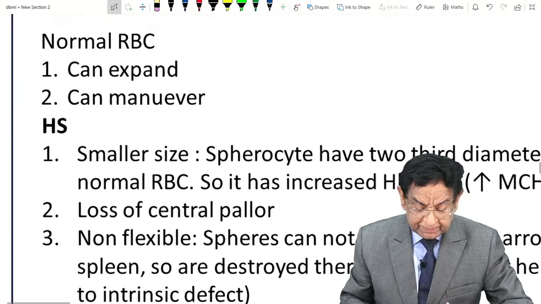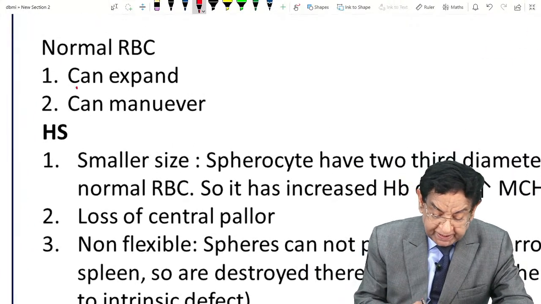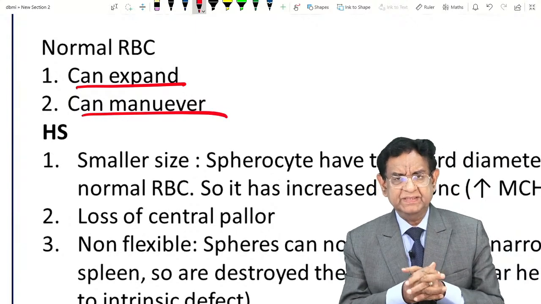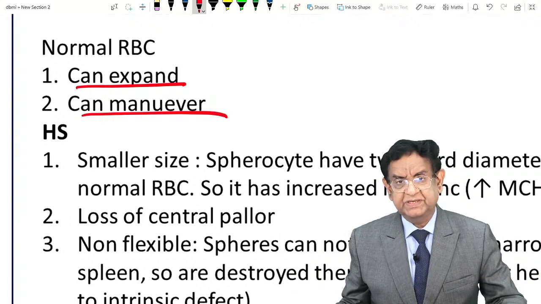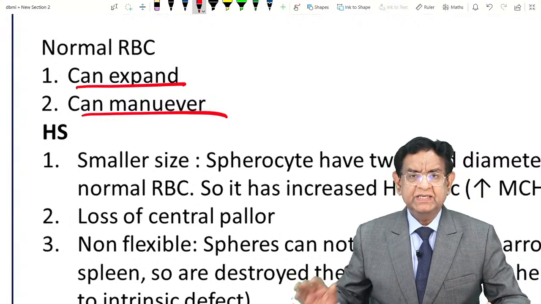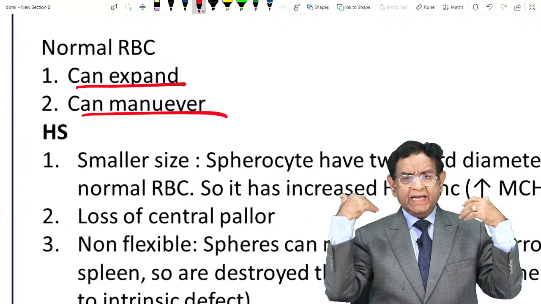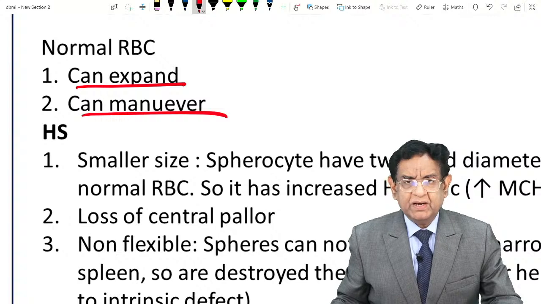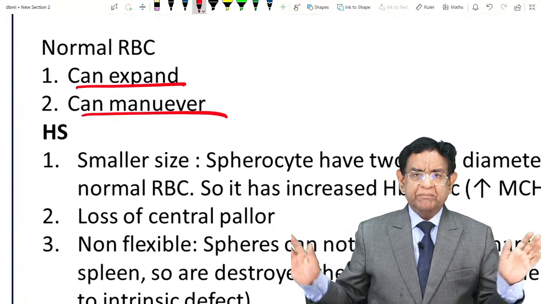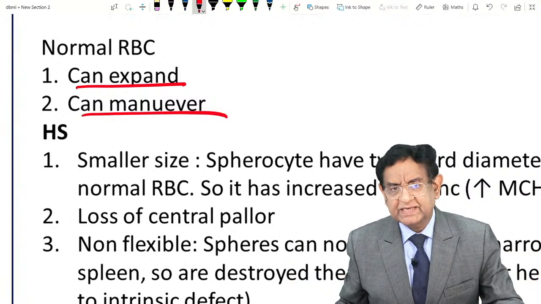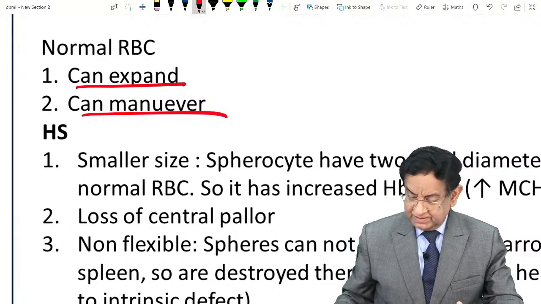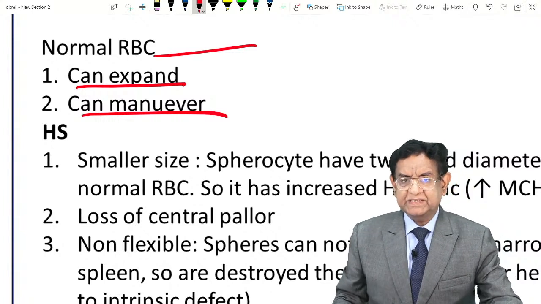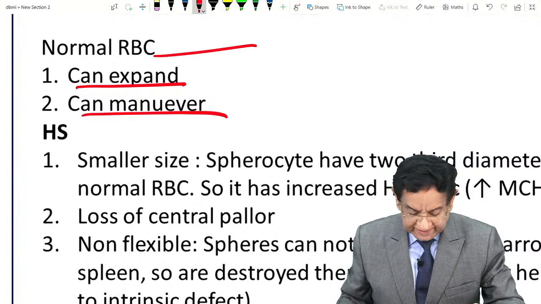So the normal RBC, what I showed you, can expand and maneuver. They are very elastic. Their body is just like a gymnast. We all have seen gymnasts. They can bend the body like anything. You and I are not gymnasts; we can't bend the body the way a gymnast can. So remember, normal RBCs are like gymnasts, they can bend the body like anything.